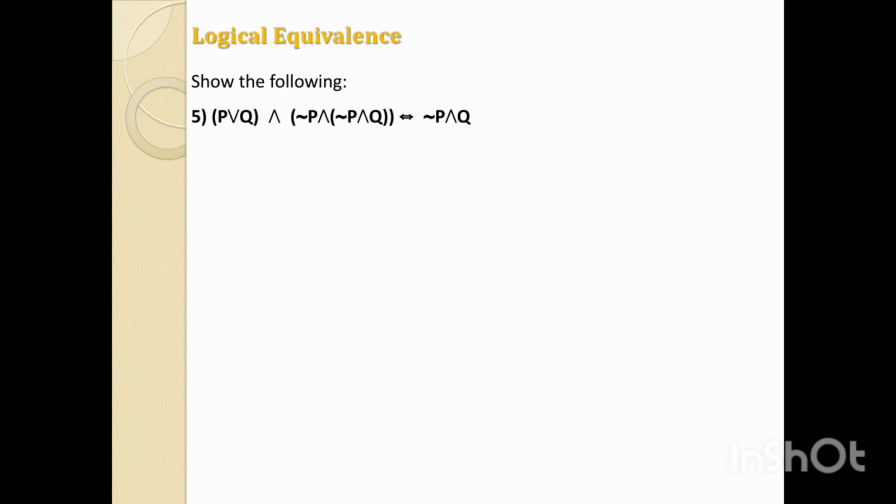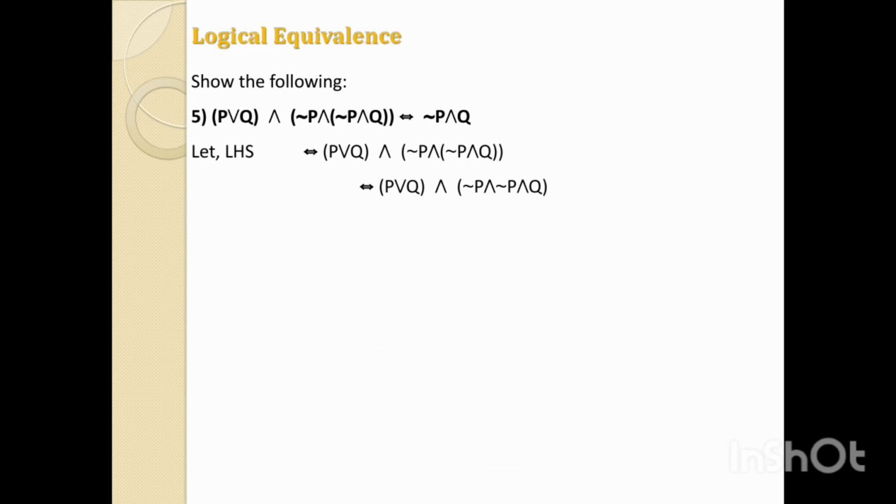Look at the fifth problem statement. P or Q and (not P and Q) is logically equivalent to not P and Q. Consider the LHS side, P or Q and (not P and Q). We'll focus on the second term of this statement, the not P and Q. Here the inside bracket and outside bracket have the same symbol. That's why we can remove these brackets and we have written P or Q and not P and Q.